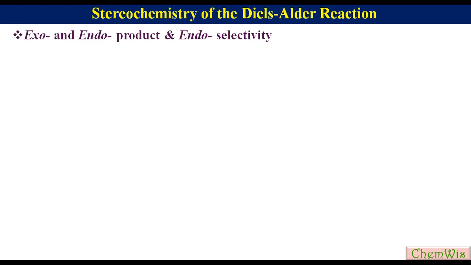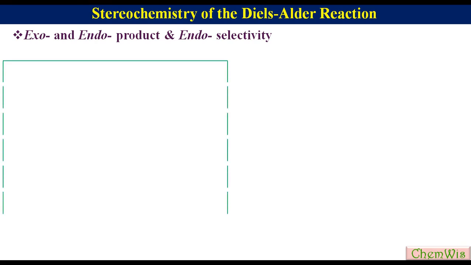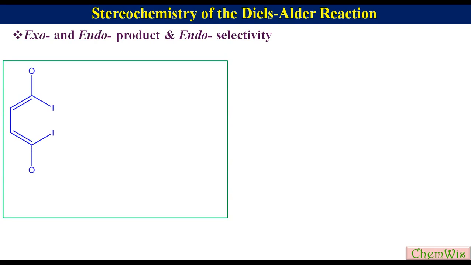Exo and endo product formation comes into existence when at least one terminus of the diene has two different groups. Let's have this hypothetical diene. I have labeled the outer group as O and the inner group as I. I have taken an alpha-beta unsaturated aldehyde as a dienophile. The four groups of the dienophile are CHO, A, B and C.